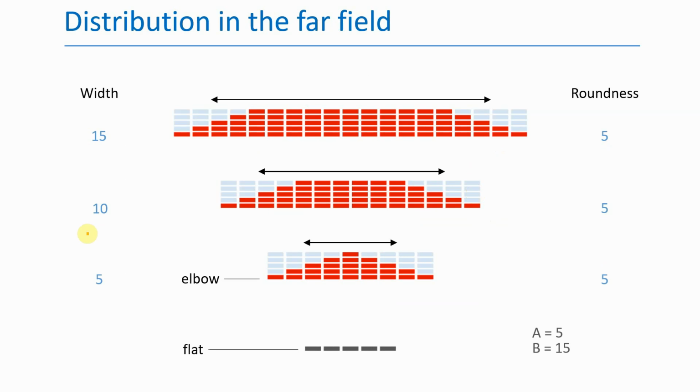Now let's look at the far field. In this region, the trends are the exact opposite of the trends in the near field. In other words, the roundness stays the same. In this case, it's 5 from the elbow onwards. But meanwhile, the width increases, and it's roughly proportional to z, so the shape is like a cone. The elbow is an abrupt turning point between the near-field trend and the far-field trend, which is why it's called the elbow.